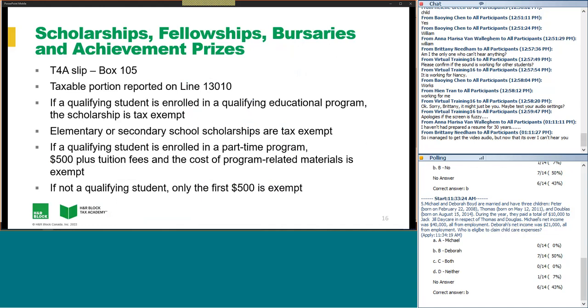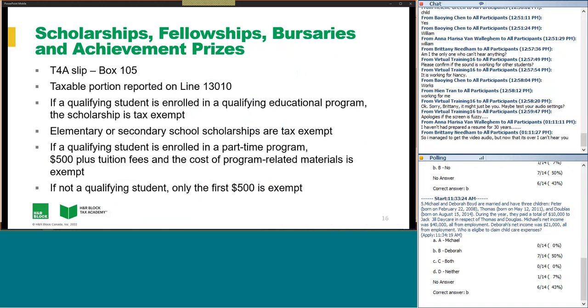So the first thing that I want you to do is remember, like everything on the return, every line has its own rules. You really need to be careful to separate out when we're talking about income for a student versus when we're talking about credits for a student. There is a lot of overlap and then one or two differences, and it becomes very easy to mix the differences together.